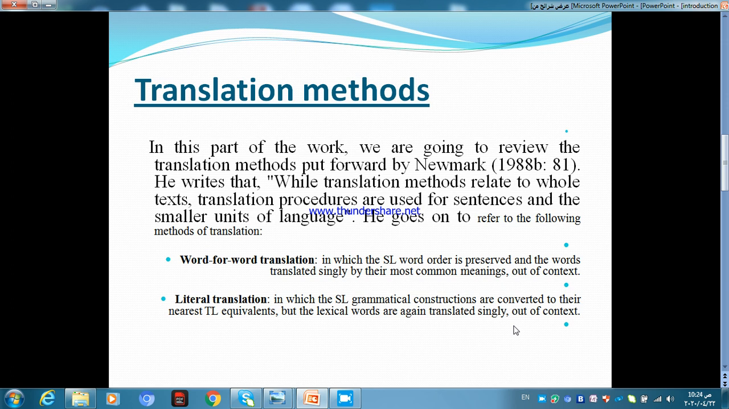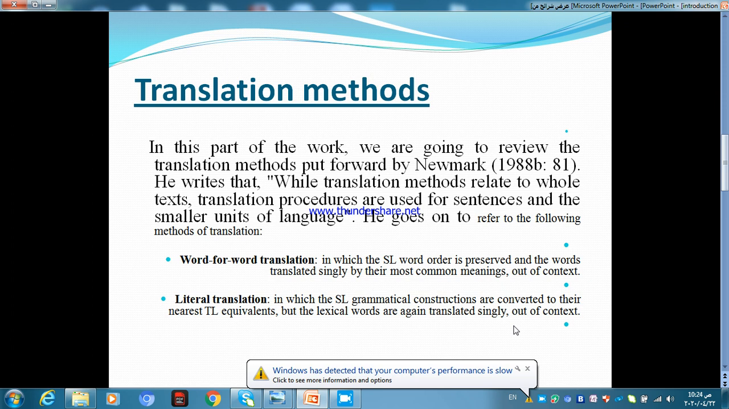Now, Newmark 1988 presents 8 methods of translation. And before we explain what these methods of translation are, we must distinguish between two terms. What do we mean by translation methods? And what do we mean by translation procedure? Translation methods relate to the whole text, that you are dealing with the whole text when you translate, whereas translation procedures are concerned with sentences and smaller units of the language that you are going to translate into.